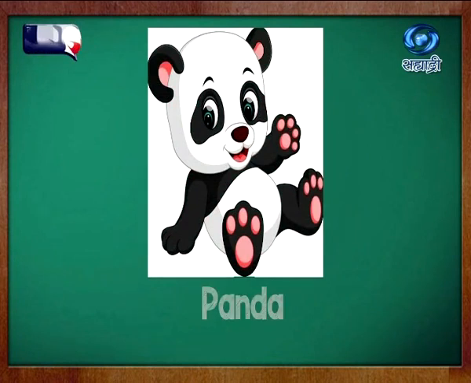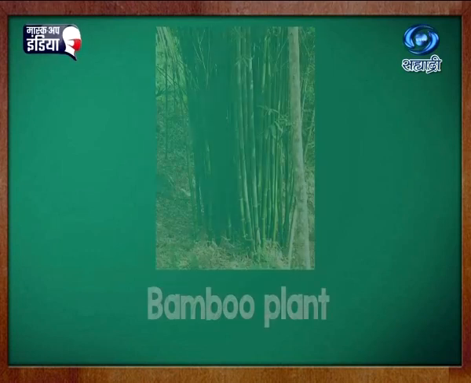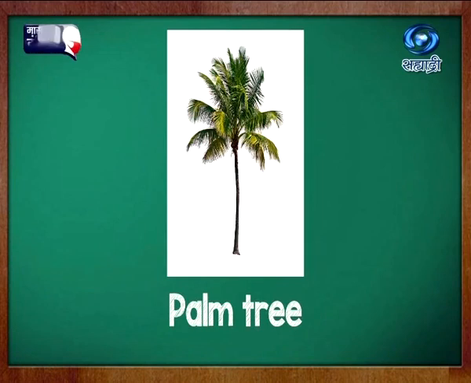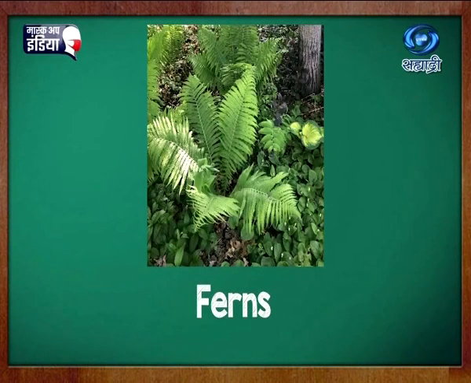This is a panda. These animals live on land. This is a bamboo plant. This is a palm tree. These are ferns. They all grow on land.